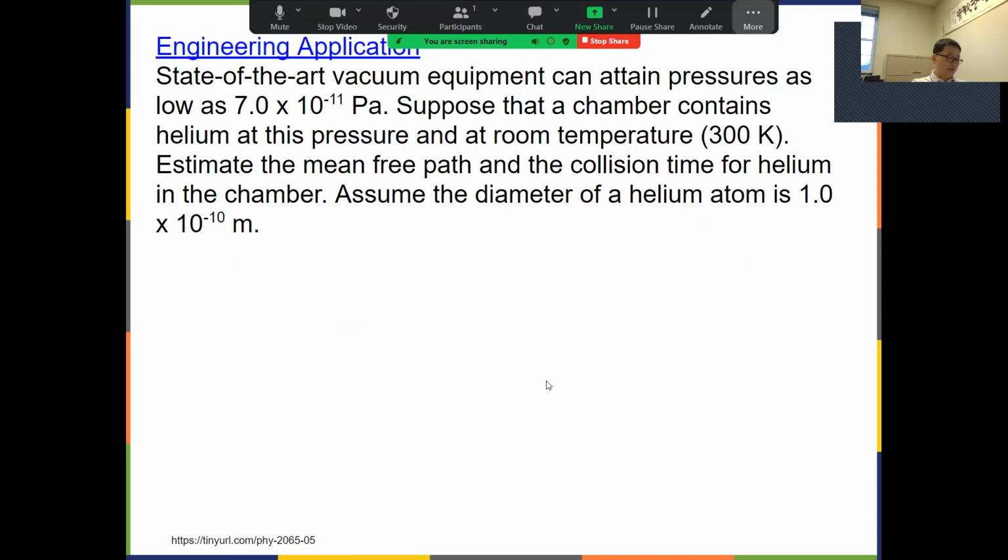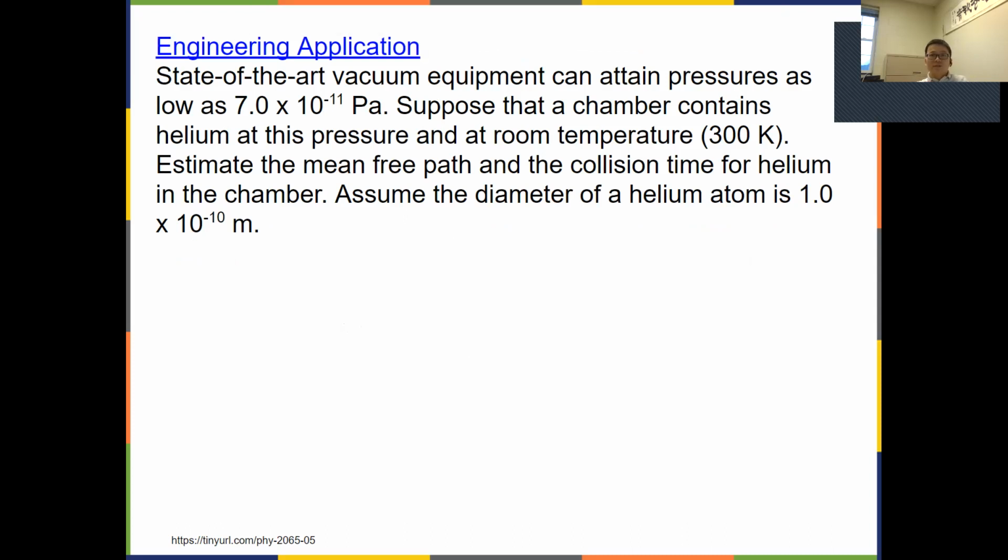All right, so engineering applications here. It says state of the art vacuum equipment can attain pressure as low as 7.0 times 10 to the minus 11 Pascal. Suppose that a chamber contains helium at this pressure at room temperature, 300 K. Estimate the mean free path and the collision time for helium in the chamber. So we are looking for lambda and the collision time, which is the mean free time. So how?